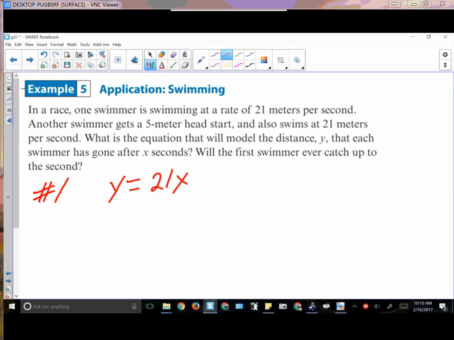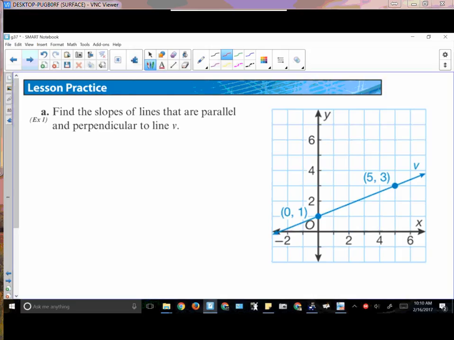So now, the next one. Y is equal to 21x, but how much more does he have? Plus 5. Okay. So because they're going the same rate, because the slopes are the same, that's what's going to happen. So I'm going to give you a minute or so here, and I want you to do this problem.